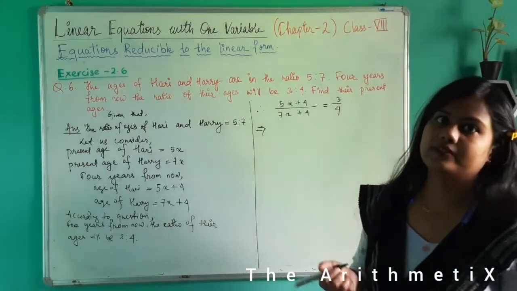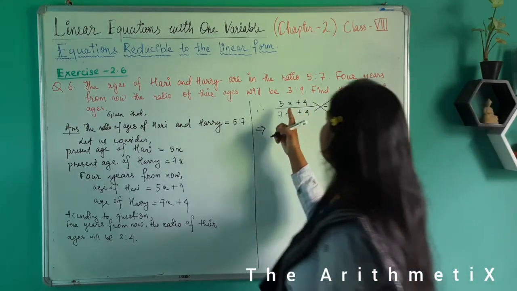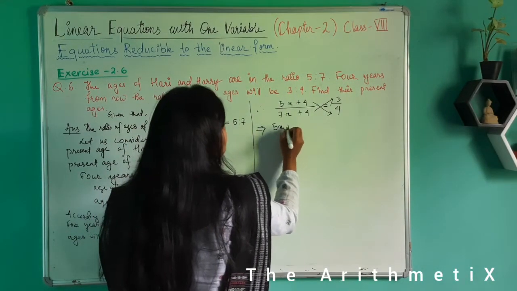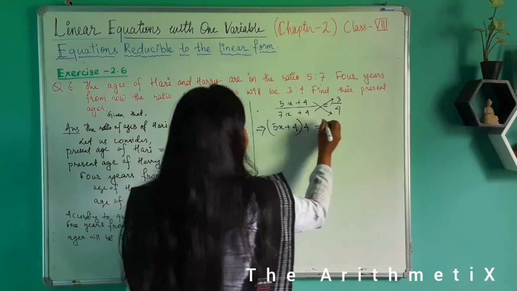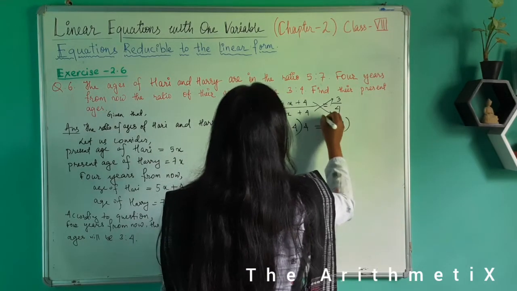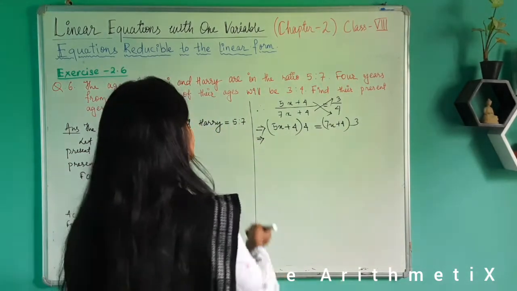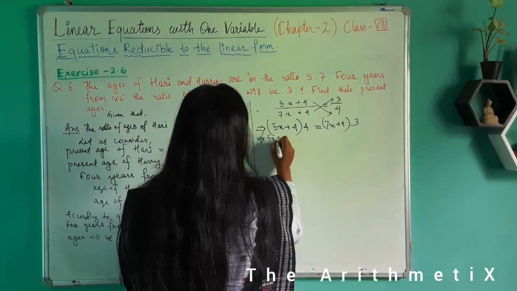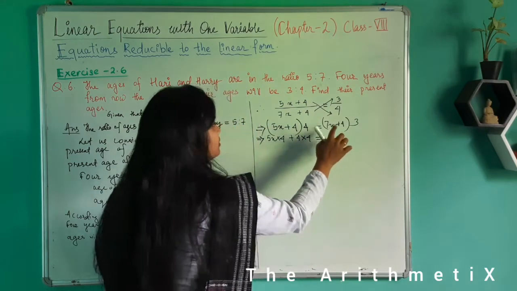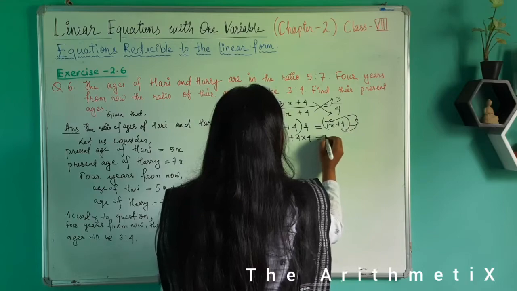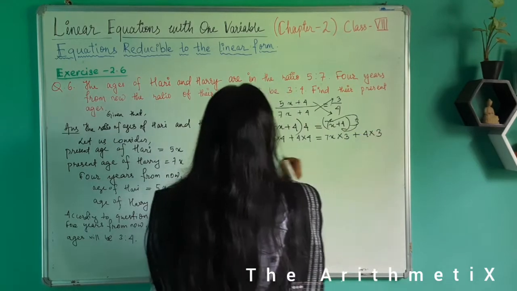Now what will we do? We need to follow the cross multiplication step. Now put the arrow sign. 5x plus 4 will be multiplied by 4, equal to 7x plus 4, which is to be multiplied with 3. In the next step, open the brackets. So 5x into 4 plus 4 into 4, this is equal to, similar is the step here, 7x into 3 plus 4 into 3.